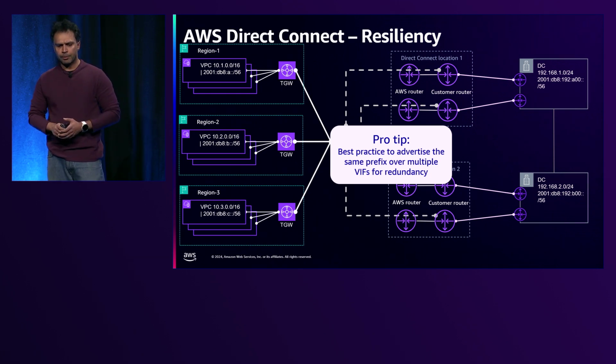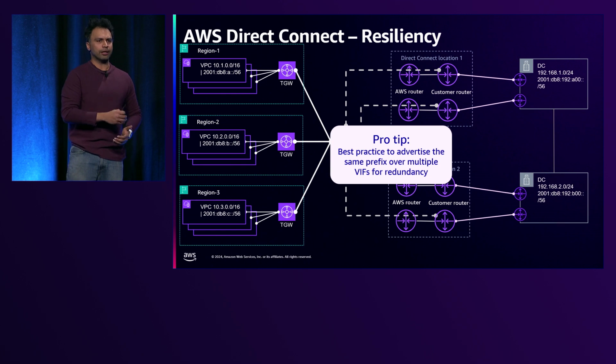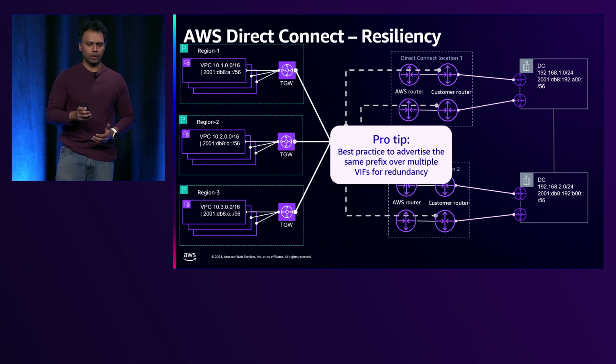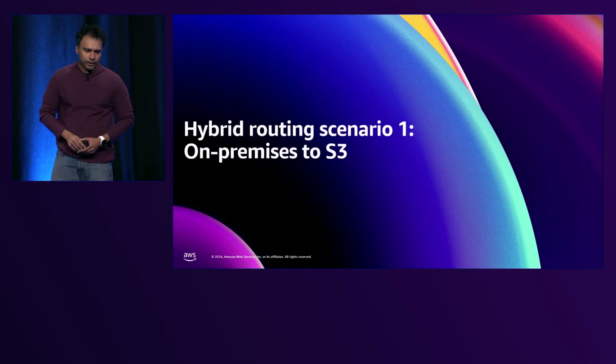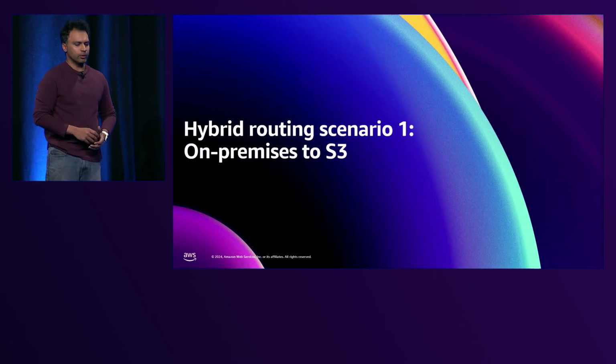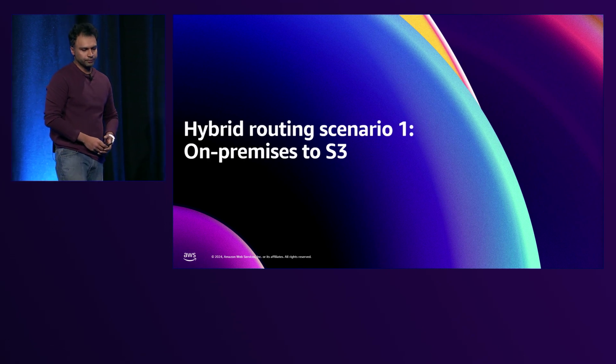And another thing to keep in mind is that each Direct Connect location has an associated AWS region. And we'll talk about that information as we start diving into load balancing. So with this baseline, let's talk about the first use case, which is on-prem to S3 access.